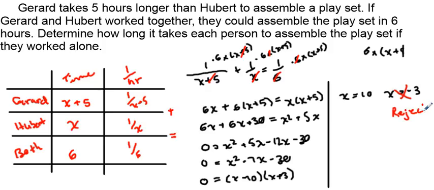And then we just want to look at the 10 to see if it makes sense. So if it takes both of them 6 hours to complete the job, individually it should take them longer. And if we look at this, you can see that x is 10. So that means that Hubert takes 10 hours, which is longer than 6, which is what we're looking for. Also, for Gerard, his is x plus 5, so it would take him 15 hours to assemble the same playset. So since both of these times are longer than it would take them to do it together, this makes sense, and we can be confident that our answer is correct.